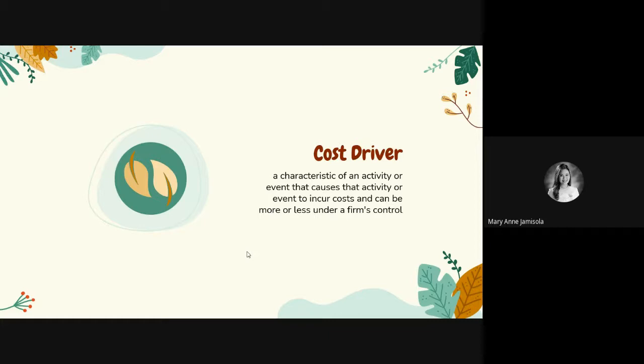So, cost driver is a characteristic of an activity or event that causes that activity or event to incur costs and can be more or less under a firm's control. In other words, factors that causally affect costs are called cost drivers. That is, a cause and effect relationship exists between a change in the level of activity and a change in the level of the total costs of that cost object.